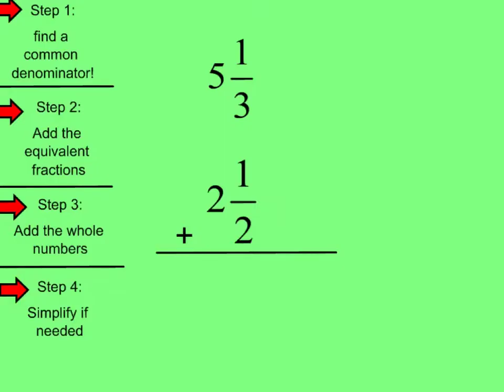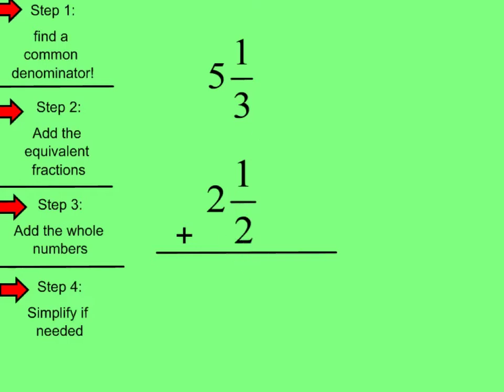Okay, let's look at our first problem. We have 5 1/3 plus 2 1/2. So as you're noticing, we have to add our mixed numbers, but they have different denominators. So I have my steps for us to go through as we add our mixed numbers. Step 1 says, find a common denominator because 3 and 2 are not the same, so we need to change them so that they are the same so we can add. So first thing is I need to find the least common multiple of both the 3 and the 2.